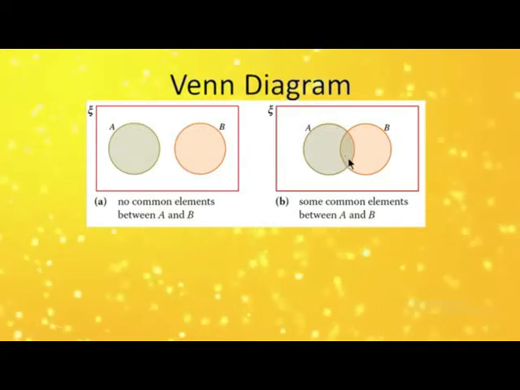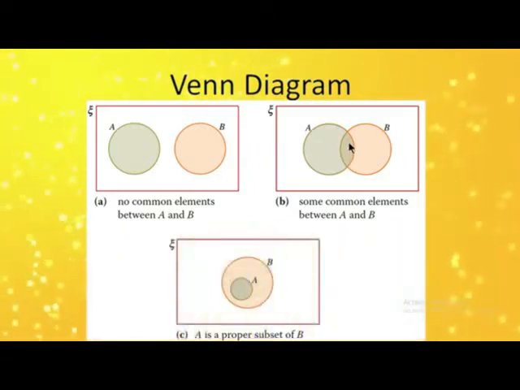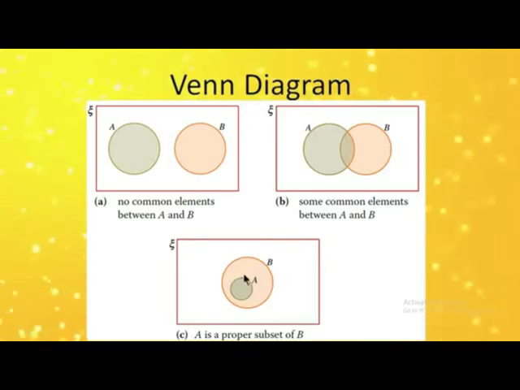And another possibility, this is set A and this is set B. As you can see here, set A is inside set B. That means A is a proper subset of B, because every element in A is also an element in B.